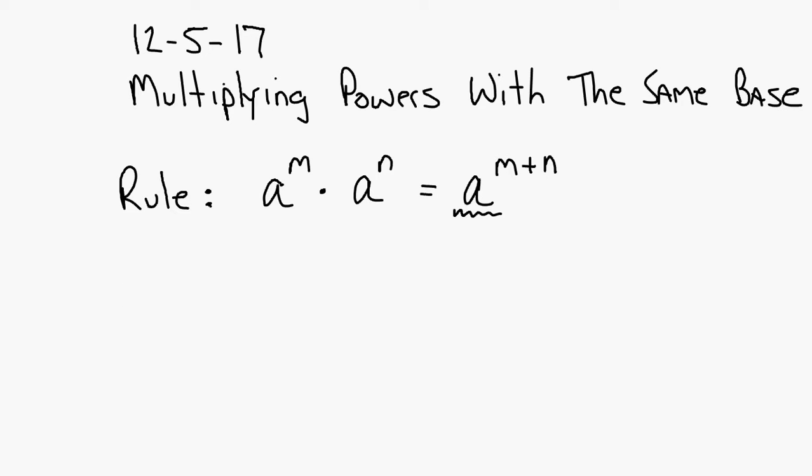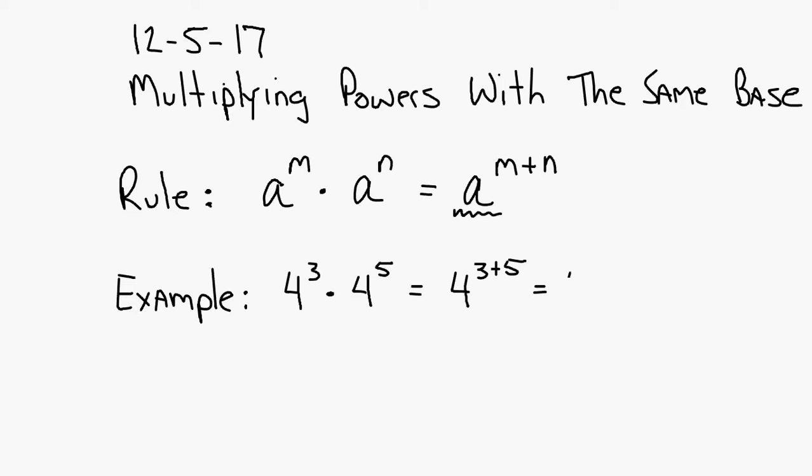So an example of that would be if you had 4 raised to the third and you were multiplying it by 4 raised to the fifth, and you're asked to simplify it. That would be 4 raised to the 3 plus 5, which is 4 to the 8th. When you're multiplying powers with the same base, you add the powers.